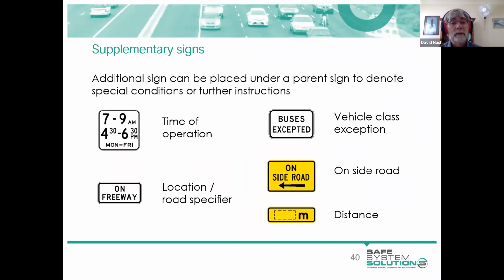There are many different supplementary plates that can be placed under regulatory signs or warning signs about times, about the locations, exceptions, where it applies on a side road, for instance, or over distances. Obviously you do whatever is sensible. One of the rules is that a subplate should always be the same colour as the parent sign above it.